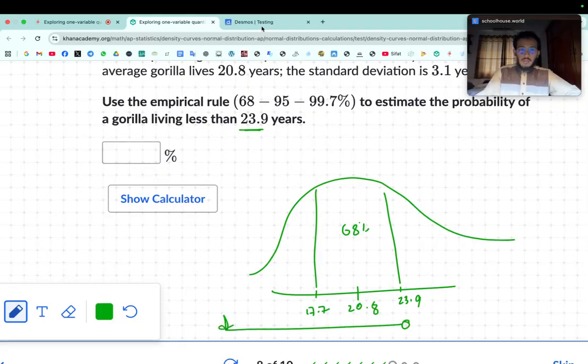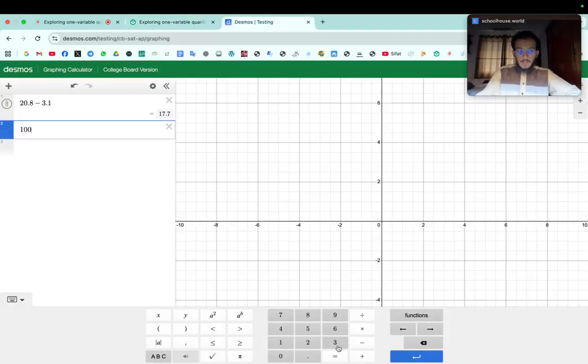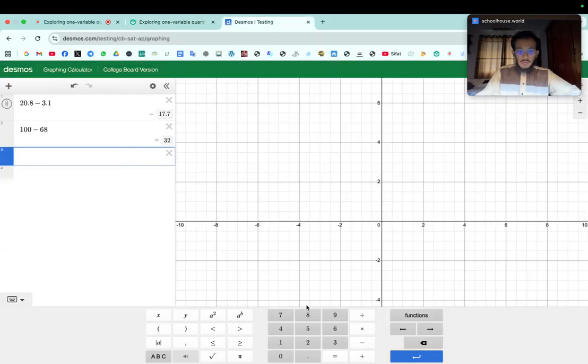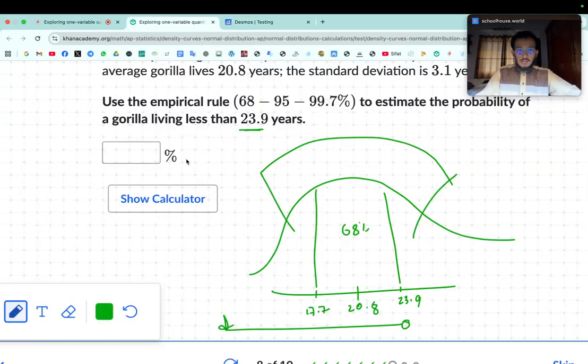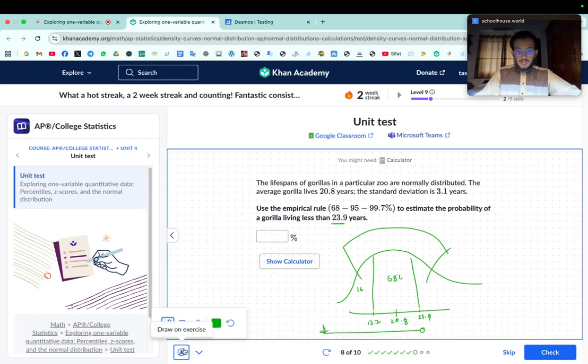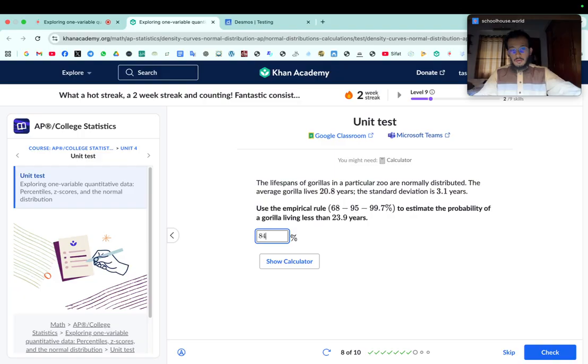And the remaining portion is 100 minus 68, which is 32. And this is both of those tails, and we have to halve that, which is 16. And if you want to find the total of that, which is 16 plus 68, this is the probability of a gorilla living less than 23.9. So 16 plus 68 is 84%, and this is our answer, 84.